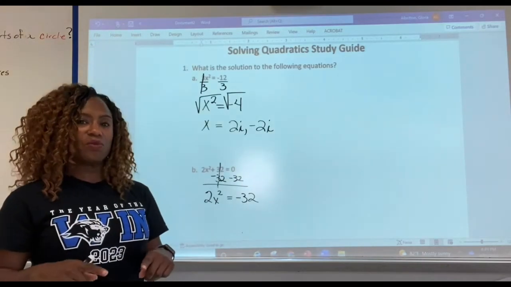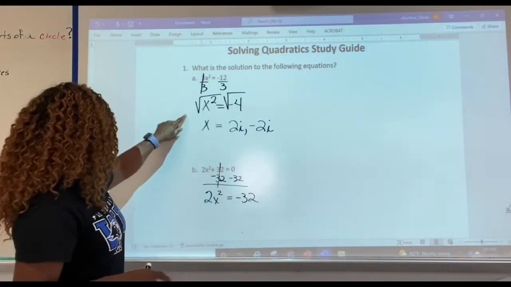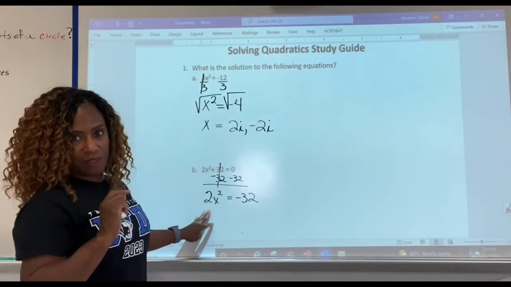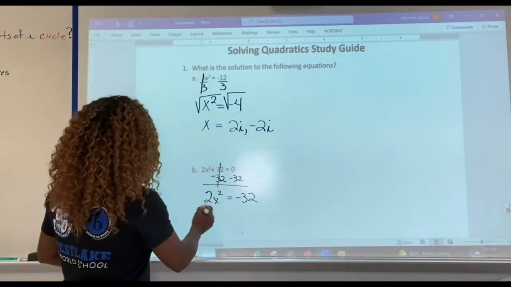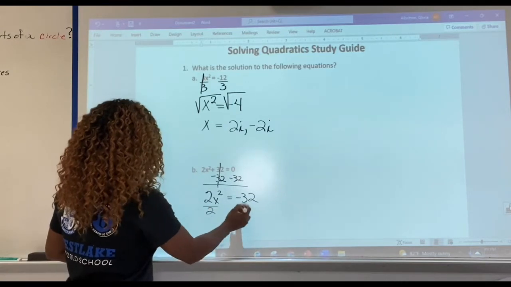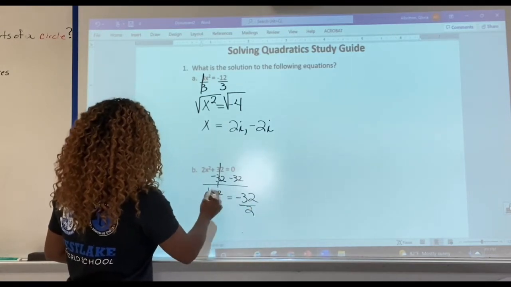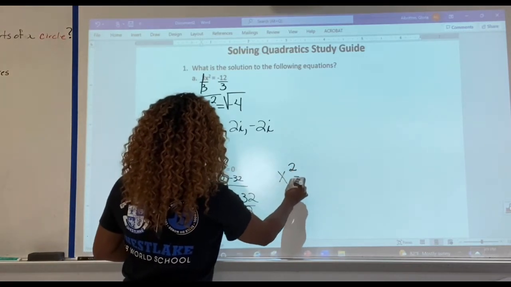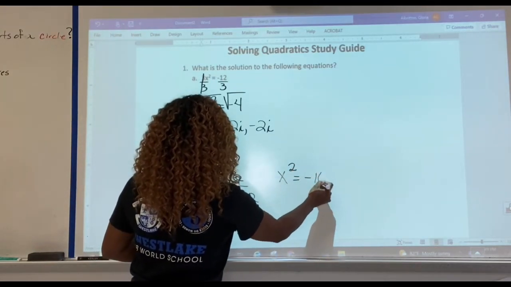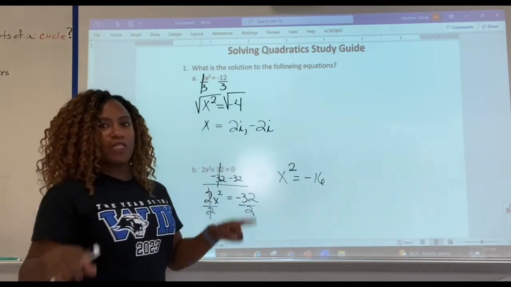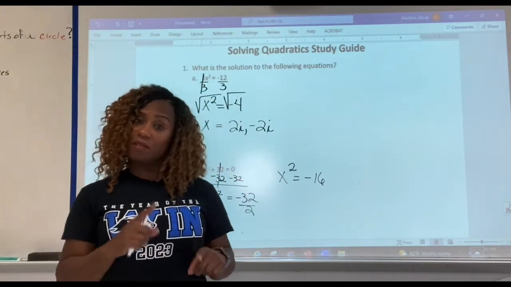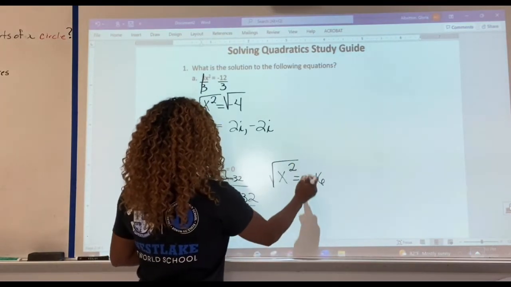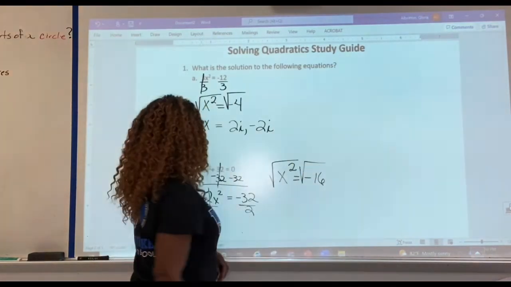Now I can apply the square root, just like I did up here. Oh, I'm sorry, before I do that, let's go ahead and eliminate the coefficient. Yes, because that will make the problem a little simpler. And how do I do that? Divide by 2, divide by 2. So what I have left is x squared is equal to negative 16. Now I'm going to go ahead and draw my radical signs so that I can apply that square root method. So the square root of x squared and the square root of negative 16.